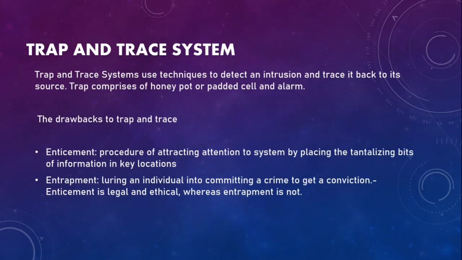Trap and trace systems. Trap and trace systems use techniques to detect an intrusion and trace it back to its source. The trap comprises a honeypot or padded cell and an alarm. The drawbacks to trap and trace: Enticement is the procedure of attracting attention to a system by placing tantalizing bits of information in key locations. Entrapment is luring an individual into committing a crime to get a conviction. Enticement is legal and ethical, whereas entrapment is not.